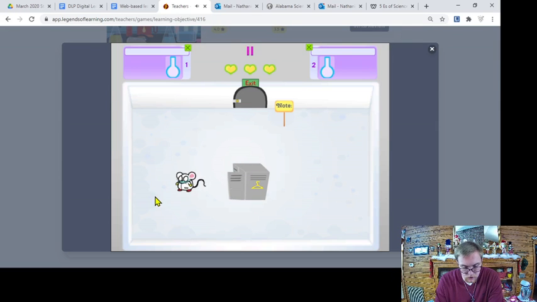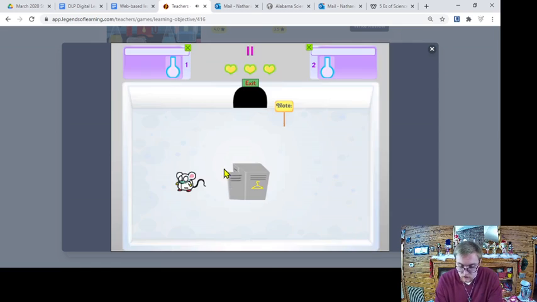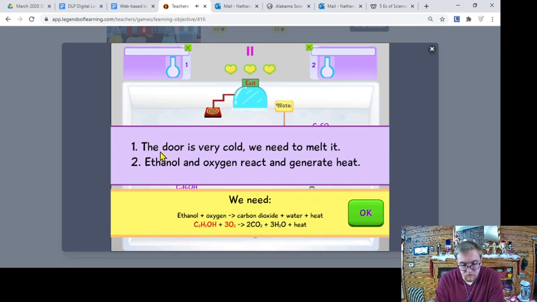So we put on all of our equipment. We got on our safety glasses, our gloves, our boots, our lab coat, and our mask. So we're going to be protected from dangerous exposures in a chemical laboratory, such as vapors, odors, high temperatures, acids, and flames. And we're going to be prepared to handle those. So, level complete. We earned 3 blocks of cheese. That's good. Continue.